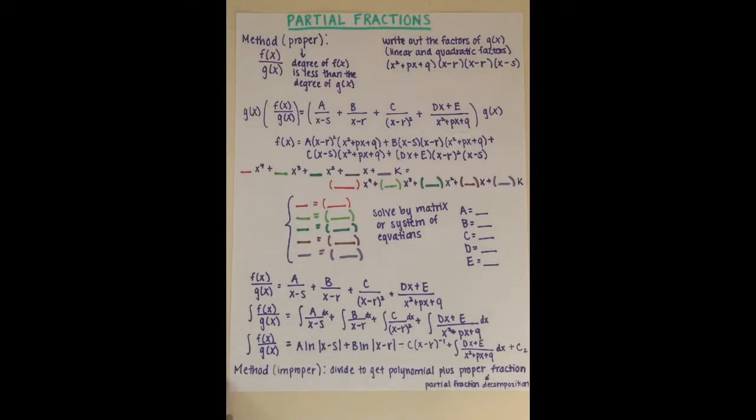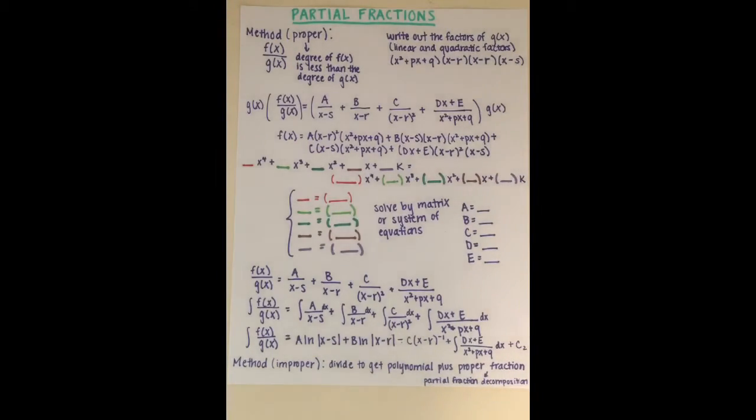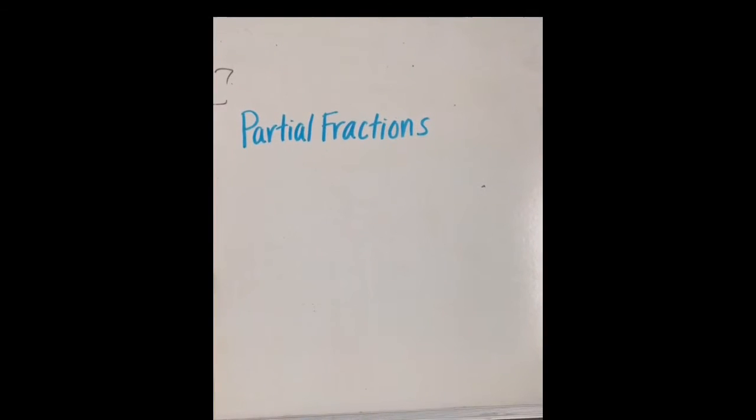Now, the method for an improper integral is pretty much: you divide to get a polynomial plus the proper fraction, and then you use partial fraction decomposition, shown here, for the proper fraction, and the polynomial you just integrate normally. Now we will be doing some practice problems to demonstrate how partial fraction decomposition works. Let's start with a basic partial fraction decomposition problem.